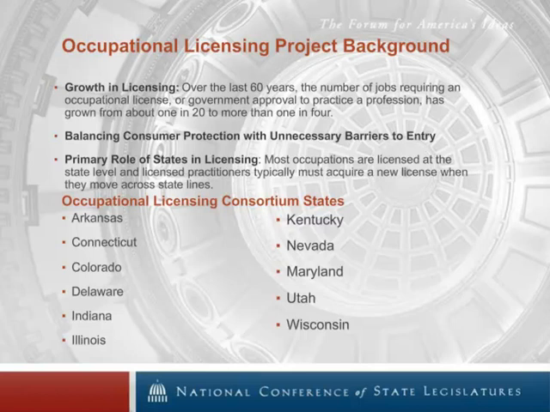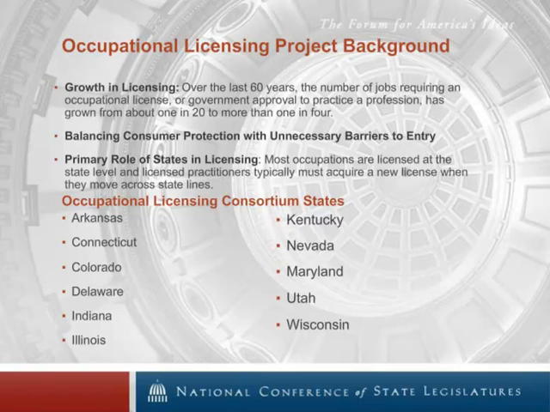The heart of the three-year project is the Policy Learning Consortium. This peer learning consortium will bring together teams from 11 states to learn more about occupational licensing in their own states, as well as best practices from across the country. The 11 states were selected through a competitive grant process this summer and are listed on this slide.